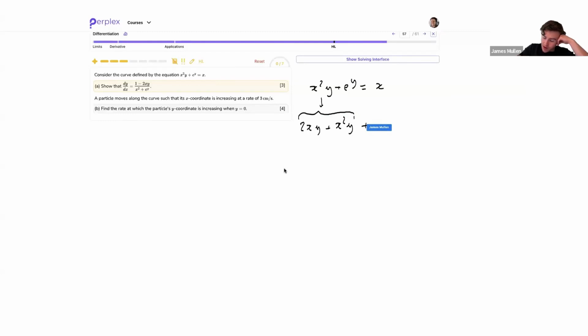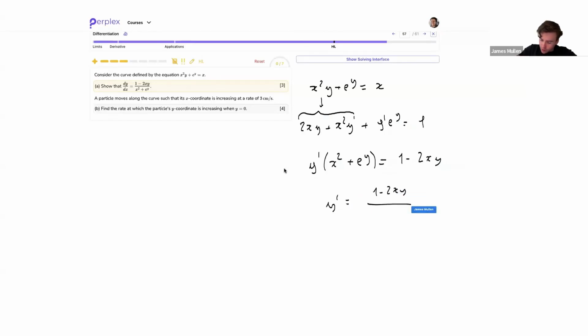Then plus, I'm going to get y prime e to the y using the chain rule. That's equal to 1, taking the derivative of the right-hand side. Now, if I collect everything in y prime, I'm going to get x squared plus e to the y. If I move everything else to the other side, I have 1 minus 2xy. So in other words, y prime is equal to 1 minus 2xy over x squared plus e to the y. Okay, that is part A.